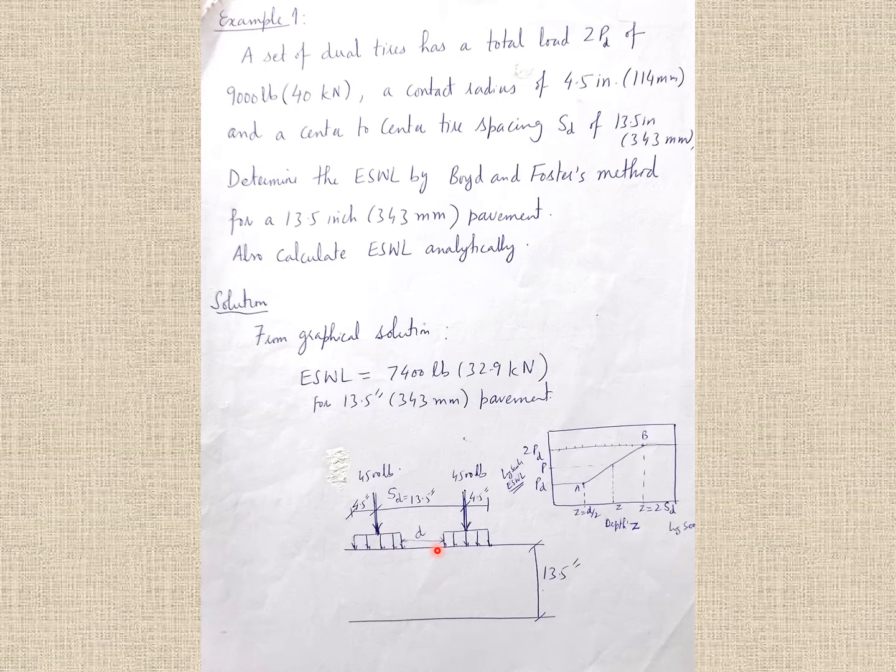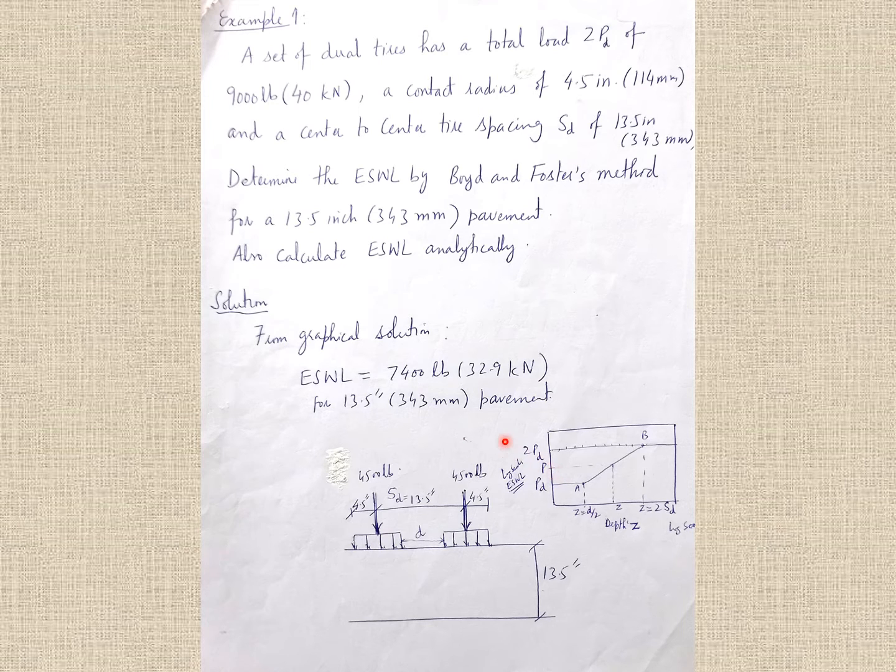So ultimately, you can plot this diagram, and you can see at a depth of D by 2 you have this point A, and that corresponds to P sub D, that is 4,500 pounds. And corresponding to the depth equal to 2 times S sub D, you have this point B, and that corresponds to 2 times P sub D. So by joining this line like this and then considering the pavement thickness to be considered in this example, that is 13.5 inches, you can get the equivalent single wheel load, that is P.